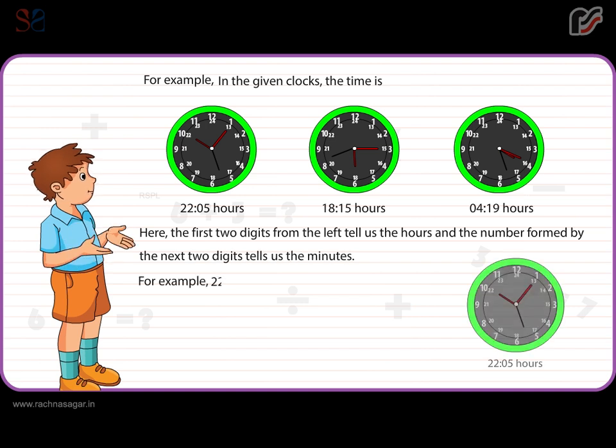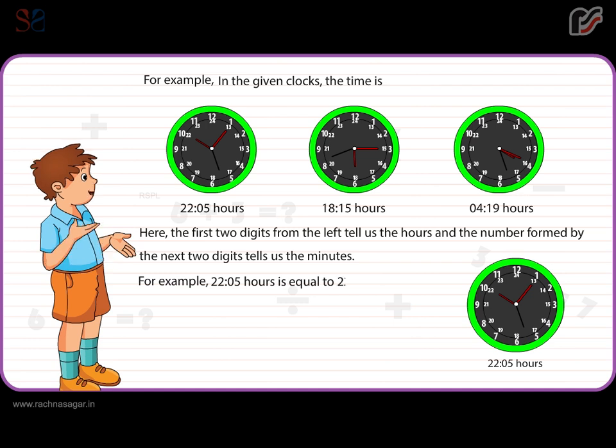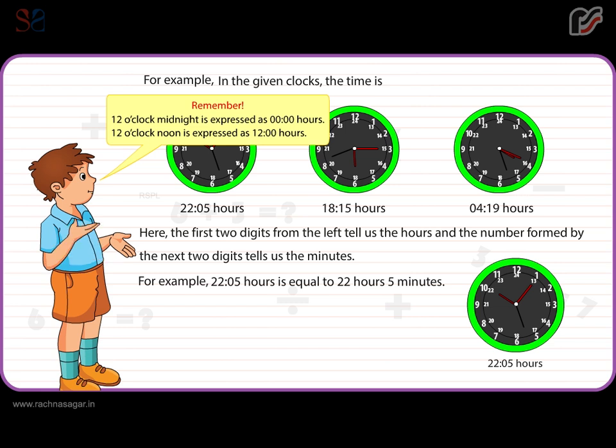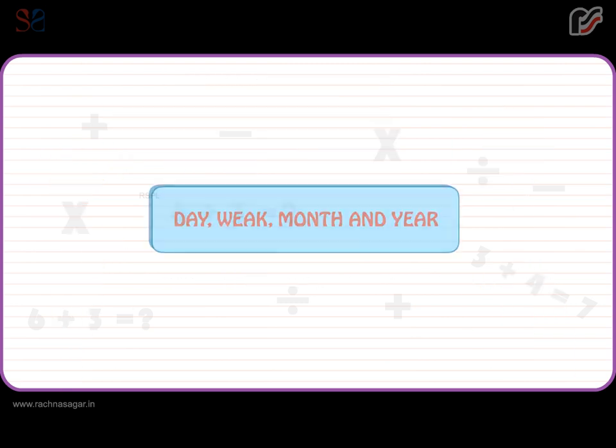For example, 22:05 hours is equal to 22 hours 5 minutes. Remember, 12 o'clock midnight is expressed as 0000 hours. 12 o'clock noon is expressed as 12:00 hours.